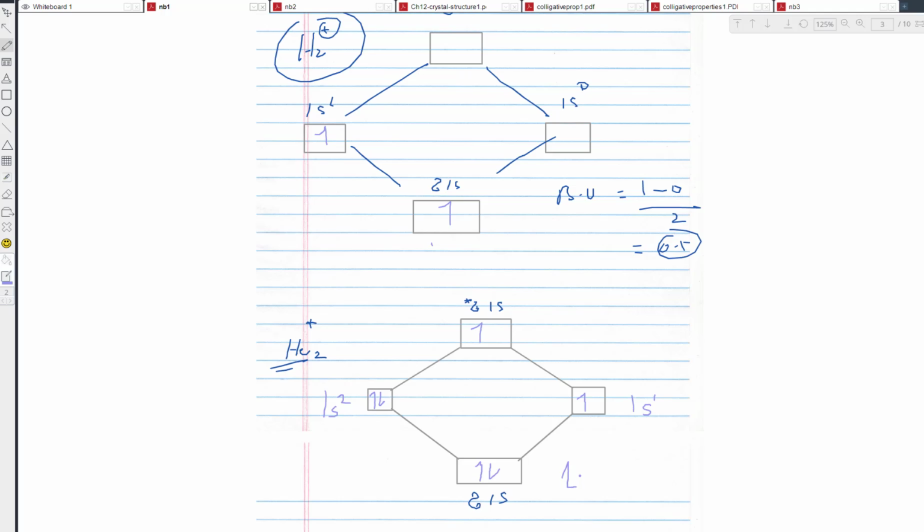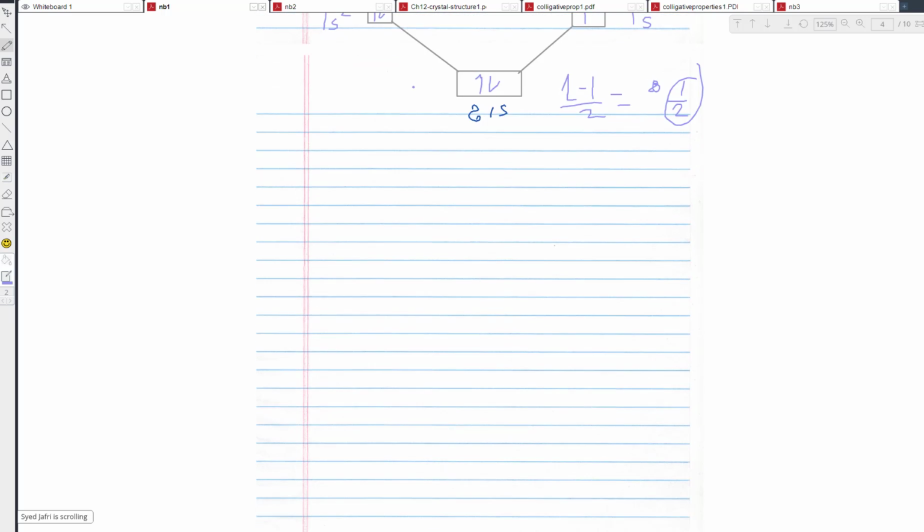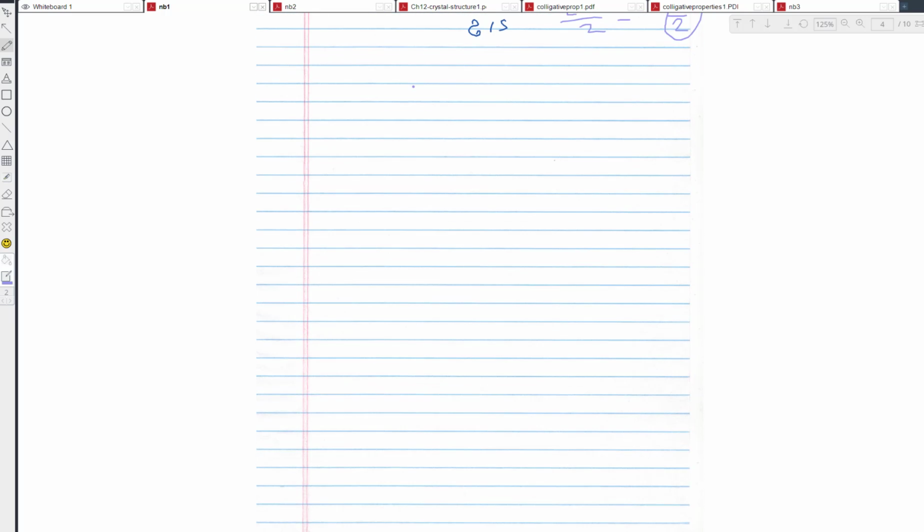What is the bond order? Zero. No, wait, 2 minus 1 is 1. Yes, 1 over 2, half. What about this? Is He2 positive paramagnetic or diamagnetic? Paramagnetic. That's right. We have already shown that the O2 molecule is paramagnetic.